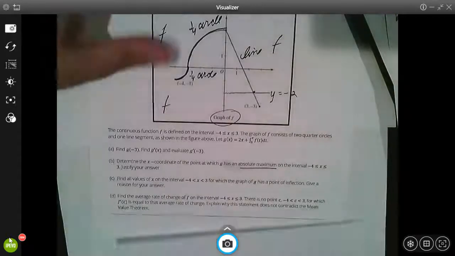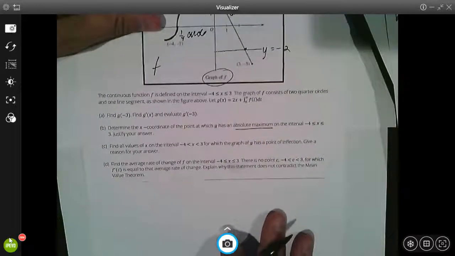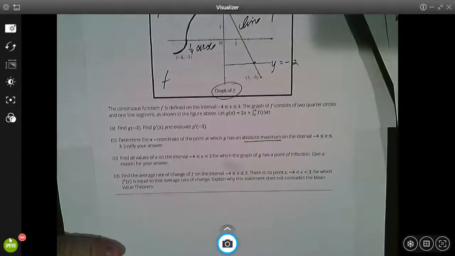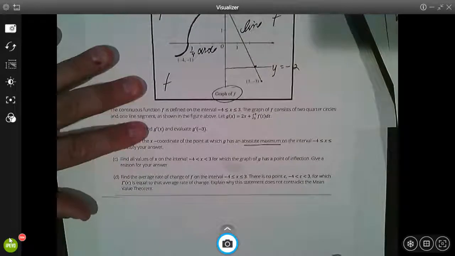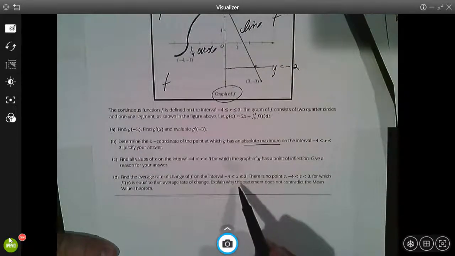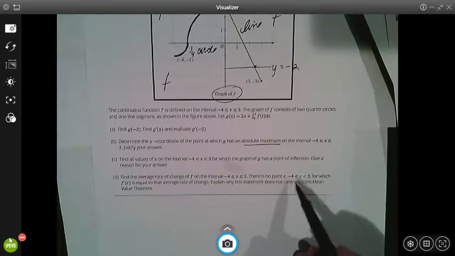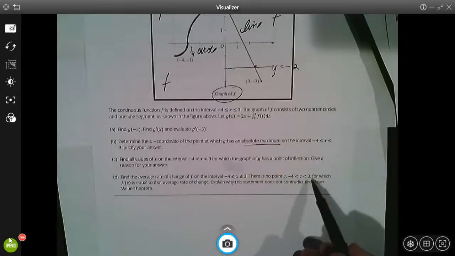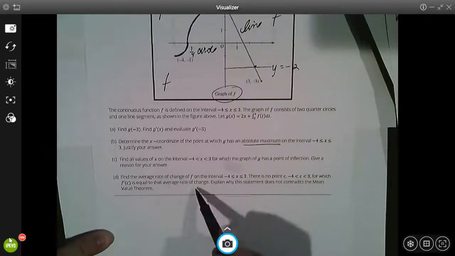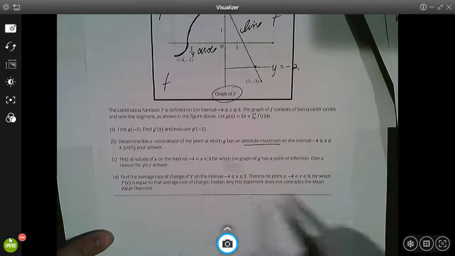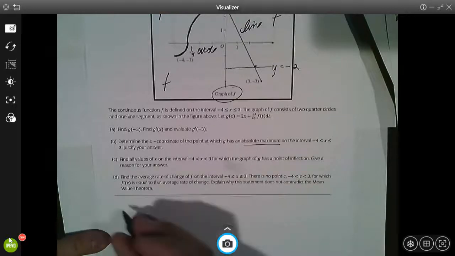Okay, part D. Part D says find the average rate of change of f on the interval -4 less than or equal to x less than or equal to 3. They then go on to say that there is no point in this interval -4 to 3 for which f prime is equal to the average rate of change. Explain why this doesn't contradict the mean value theorem.